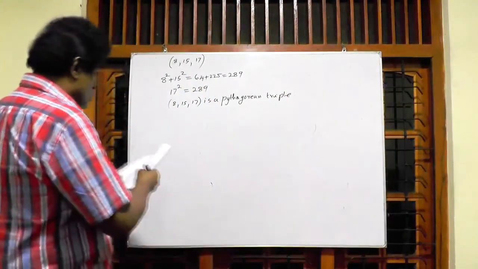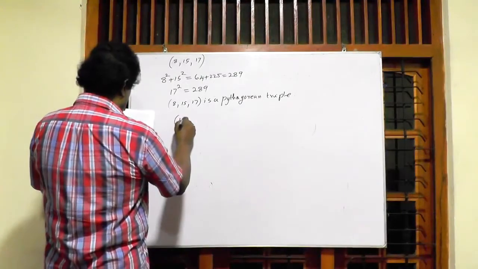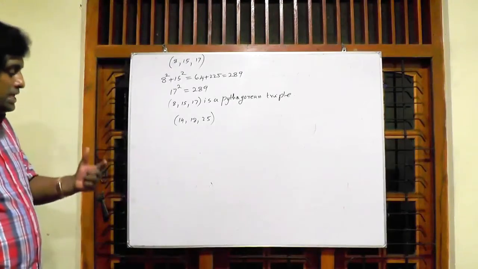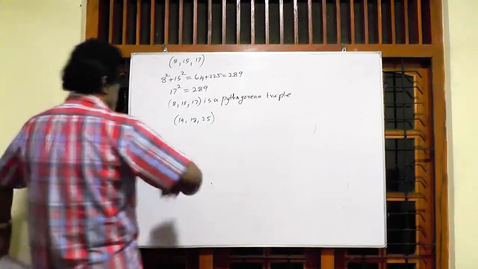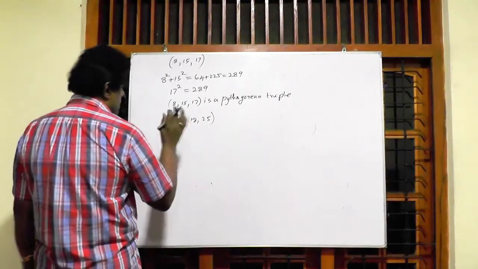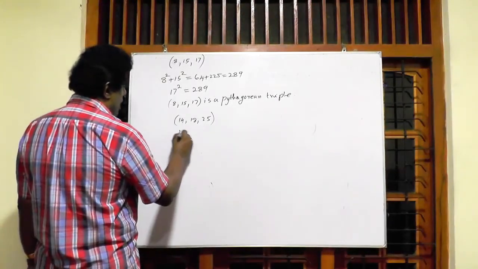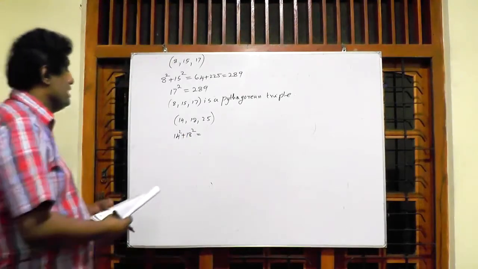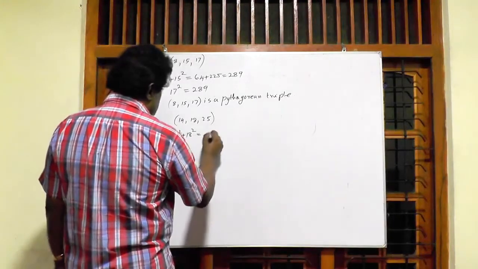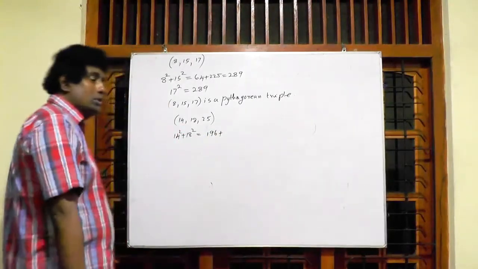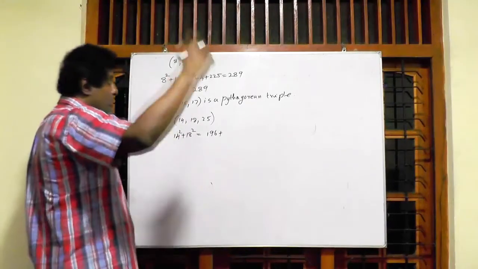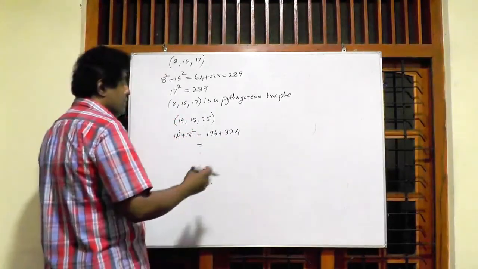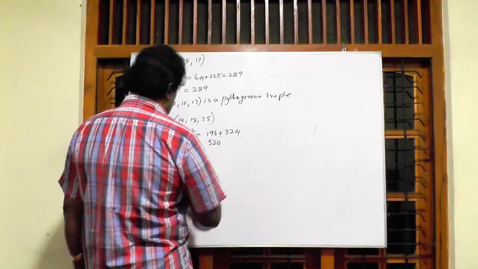Then what has happened with the other one? 14, 18 and 25 are the lengths of three sides of some triangle. Get the sum of 14 squared and 18 squared. 14 squared is 196 plus, do you know the value of 18 squared? 18 into 18, I think that is 324. By adding them, finally we get the answer as 520.